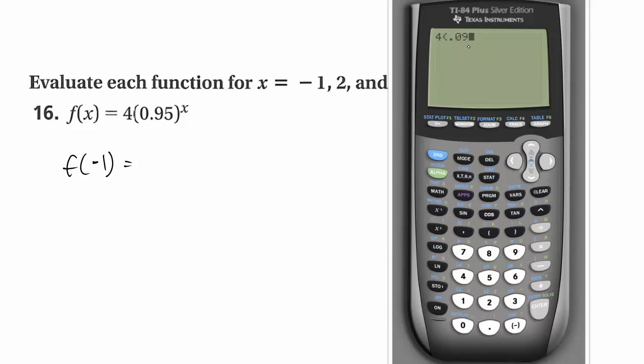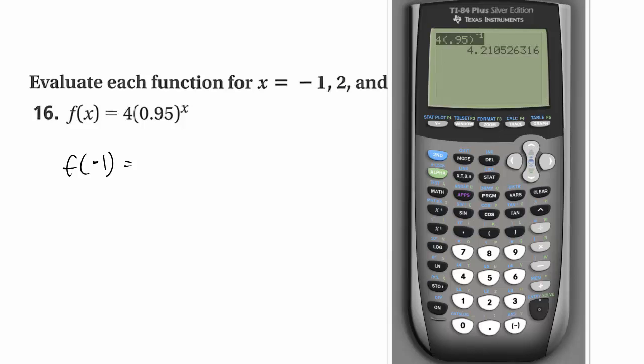4 times 0.95 to the power of x, but the power of x is at first going to be -1. So your first answer is, you could just round this off to, I'll specify how many decimal places to round off to. But usually when we're dealing with these sort of exponential models, we're dealing with money. So it makes sense to round to two decimal places.